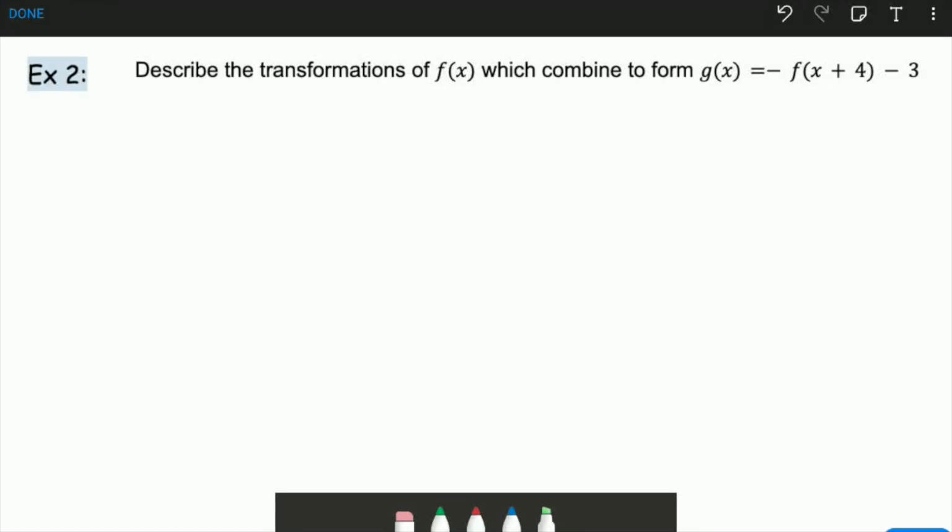In this video, we're supposed to describe transformations of f of x, which combine to form g of x, which is negative f of, in parentheses, x plus 4, and outside we have -3. Going through, let's write out the transformation rule first. So inside affects x and opposite. Stuff I see on the inside is x plus 4, which means we're going to do x minus 4.